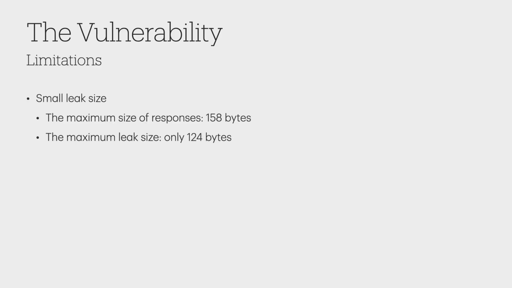In addition, we have to note there were many limitations in exploiting this vulnerability. The first one is the small leak size. The vulnerable packet injector limited the maximum size of forged responses, which is 158 bytes. Excluding the header and trailer, the effective data size in each leak was merely 124 bytes.